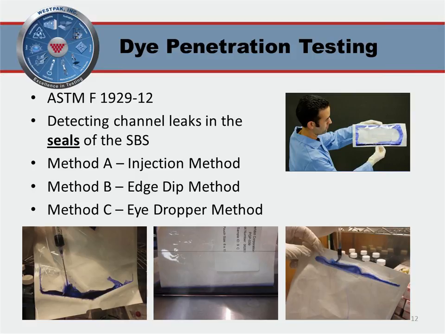So methods B and C are non-destructive. It allows you to do this test without having to breach your package and without exposing your product to the dye, unless you have a failure, of course, then it'll show up, or then your product might get exposed to the dye. But per the standard, all three methods work equally well. The best method to use for your particular package will depend on your package and product size, but all three methods are supposed to work equally well when applicable.